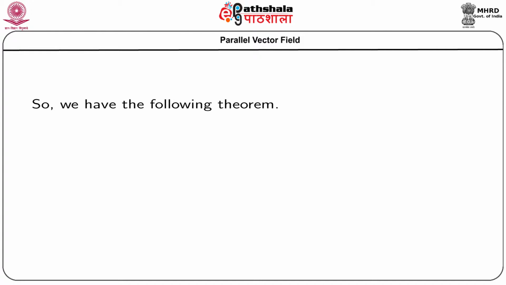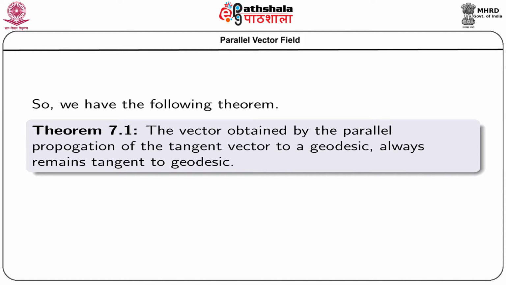So, we can state the following theorem: the vector obtained by the parallel propagation of the tangent vector to a geodesic always remains tangent to the geodesic, because delta A alpha delta S equal to 0 gives us the parallel vector field. That means the tangent vector is parallelly propagated along the geodesic.